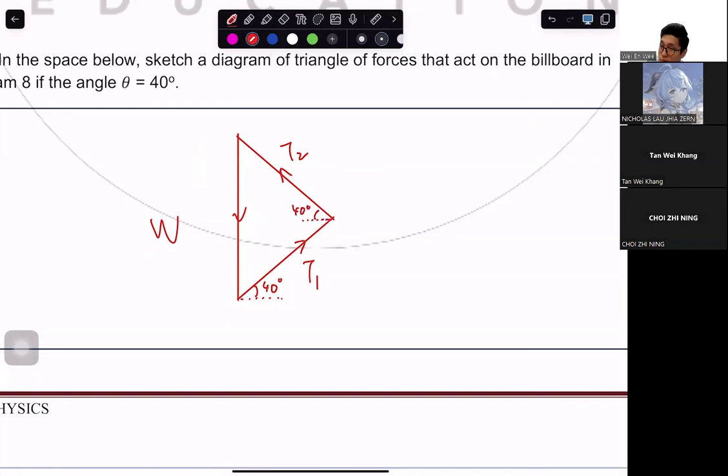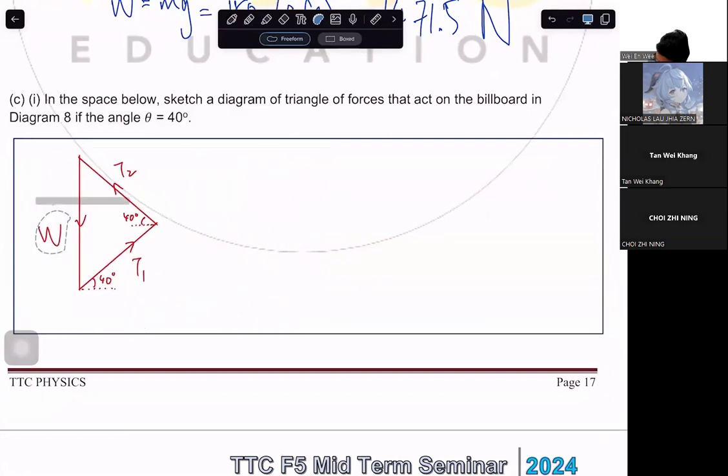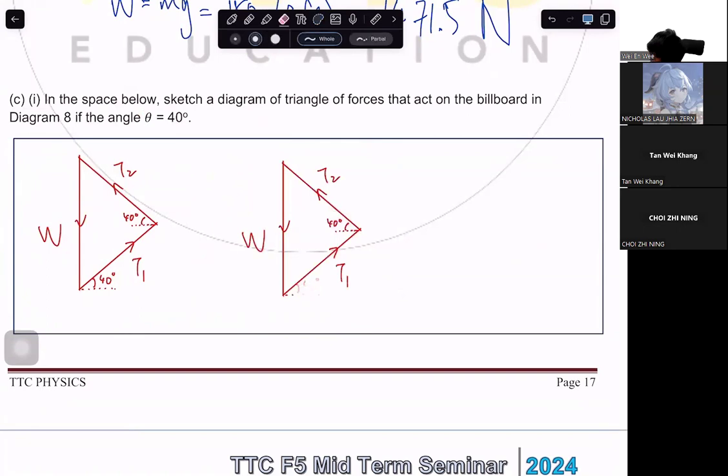Now if you don't want to label the 40, you can always label the inside angle. Meaning I don't want to label this 40, I label this 50. Because I know this is 90 degrees, so if this is 40, then of course this is 50. And then this one is also 50, because this one is 40 here, same as this one. So this is also 50.